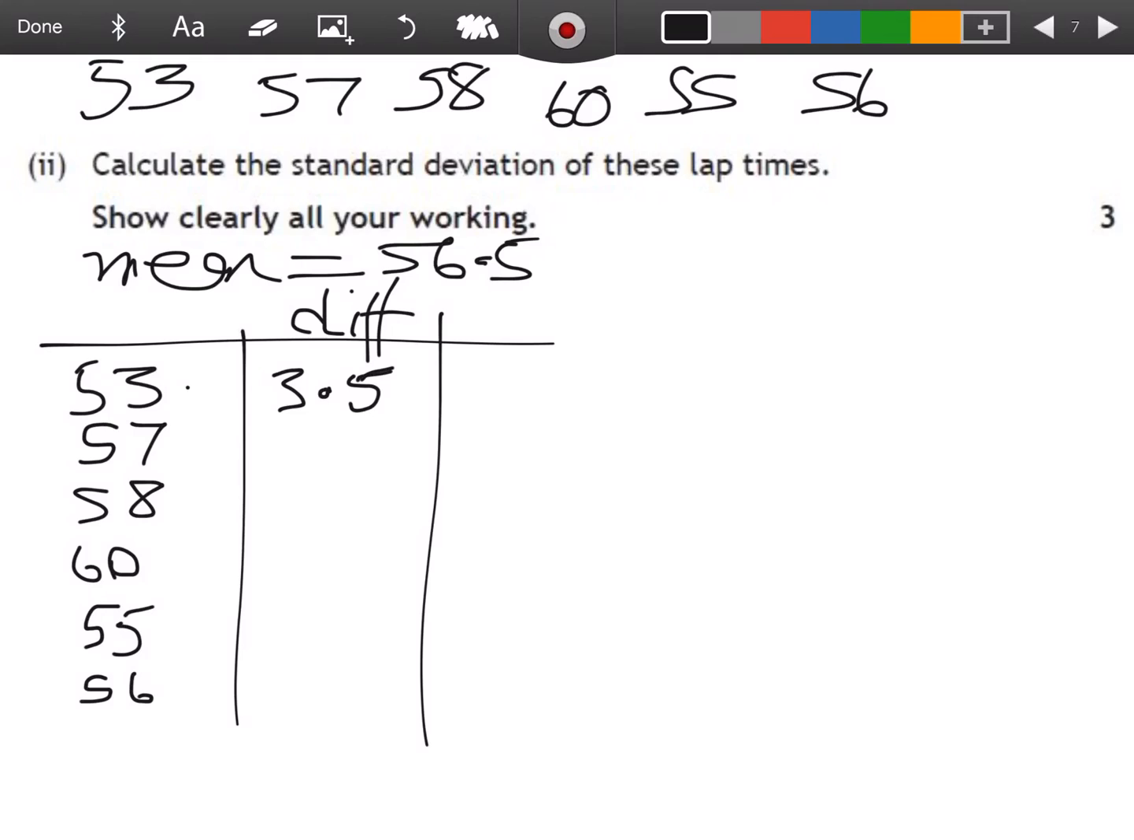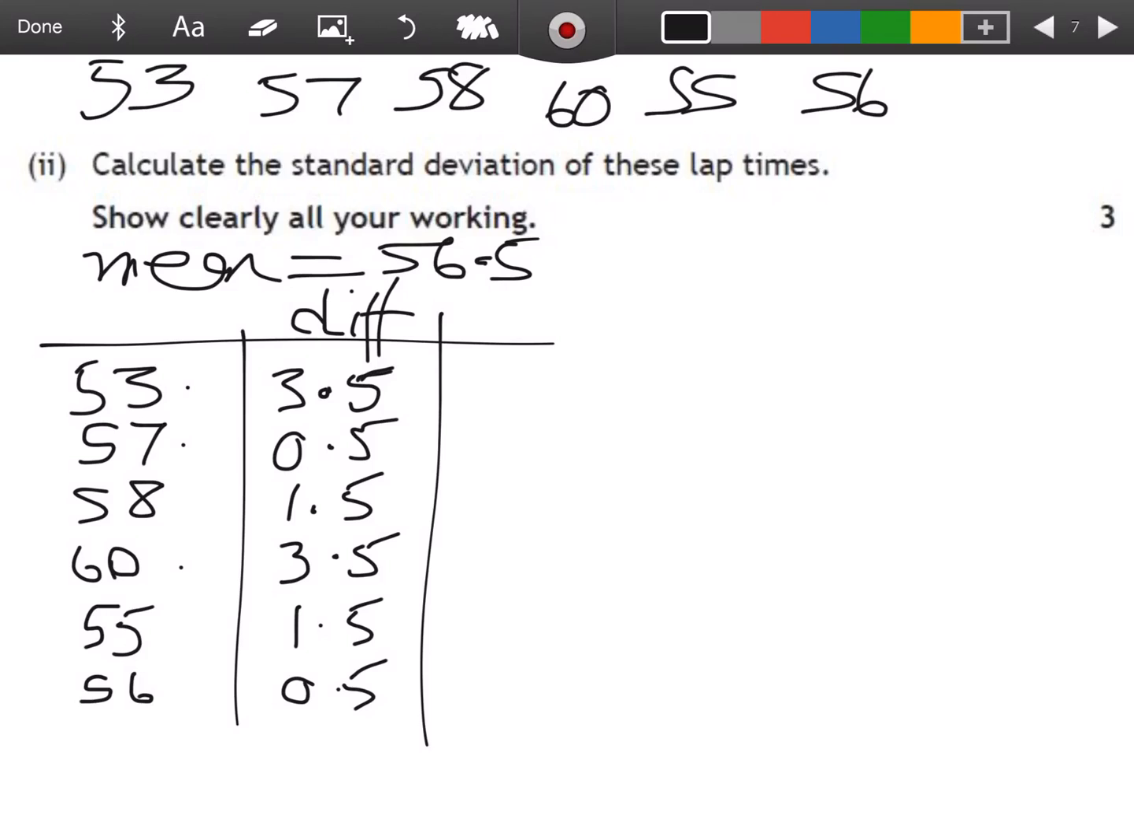One take away the other. Don't worry about one being positive, one being negative or anything like that. The reason we don't need to worry about it here is because we're going to square all the numbers and make them all positive anyway. So the difference between 57 and 56.5 is 0.5. The difference between 58 and 56.5. Use your calculator, remember. I'm not doing this with the calculator. The numbers are pretty straightforward, but remember it's a calculator paper. The difference between 60 and 56.5 is 3.5. The difference between 55 and 56.5, 1.5. Difference between the next one is 0.5.